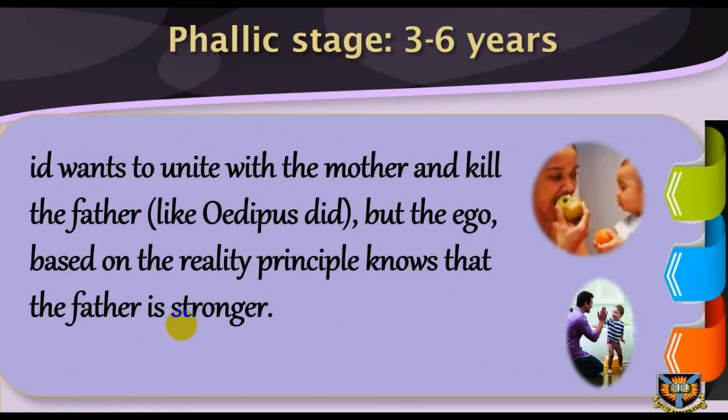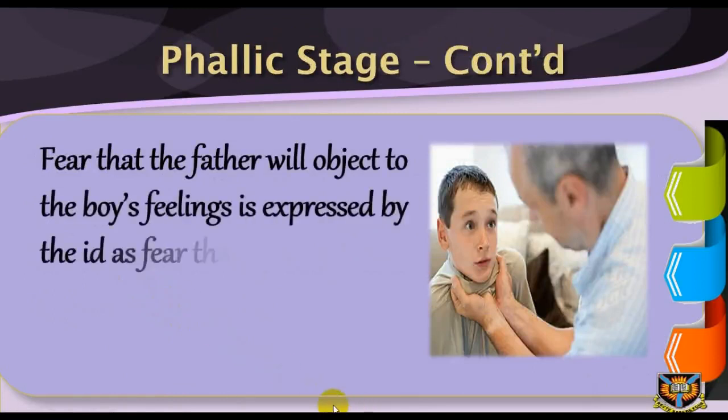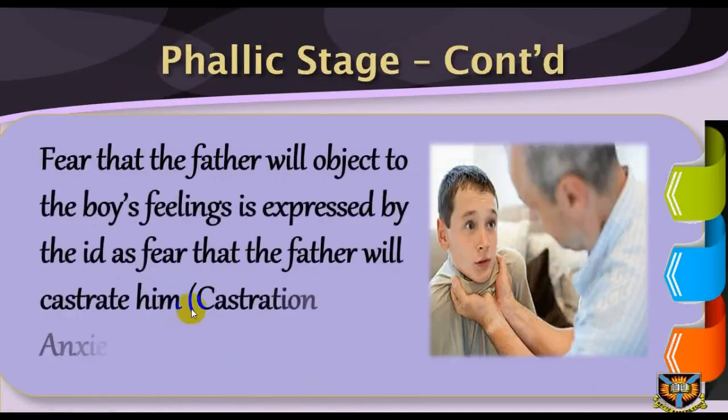The child also feels affectionate towards the father, one of the caregivers, and his feelings are ambivalent. The fear that the father will object to the boy's feelings is expressed by the id as fear that the father will castrate him. The castration fear is not rational and occurs on a subconscious, irrational level.